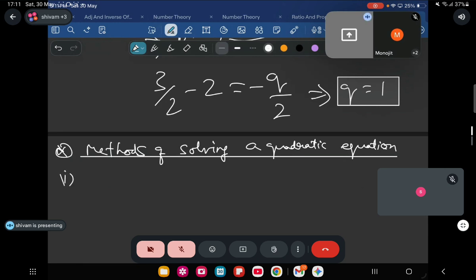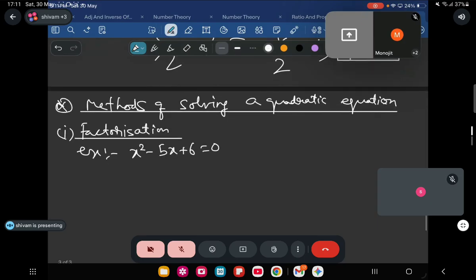Right, number 1, factorization. Okay. For example, factorization. You people know. Anyone who does not know, let me know. Okay. Everyone knows factorization. Number 2, completing the squares.